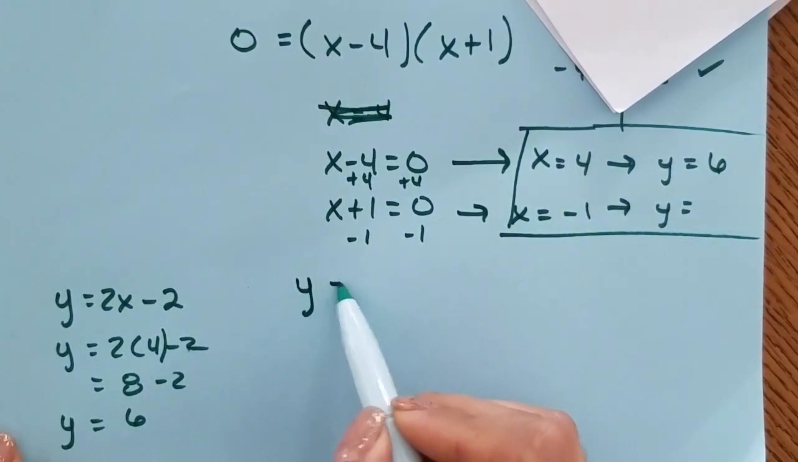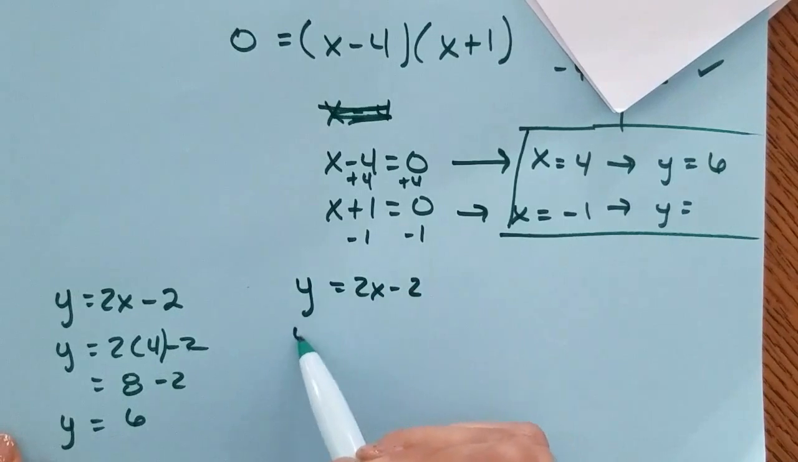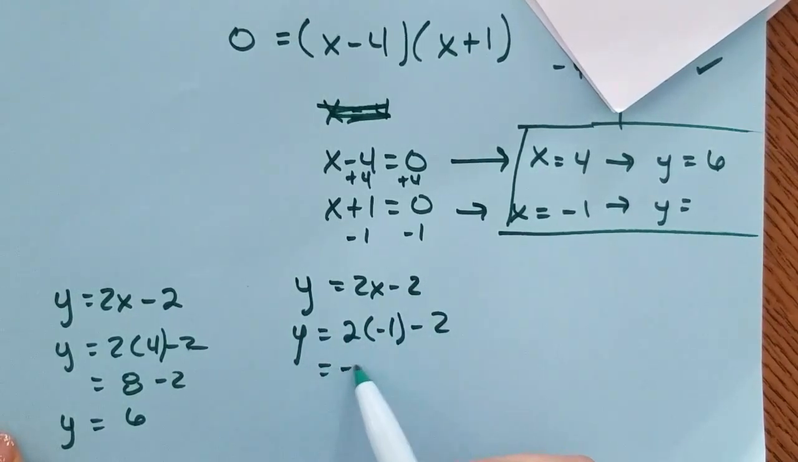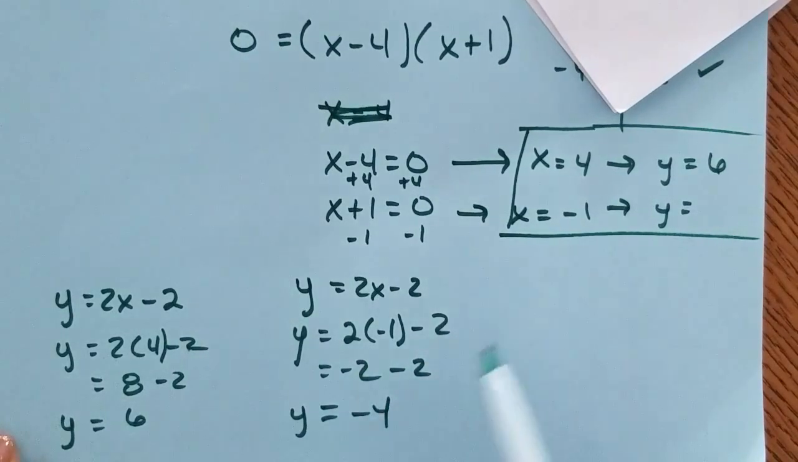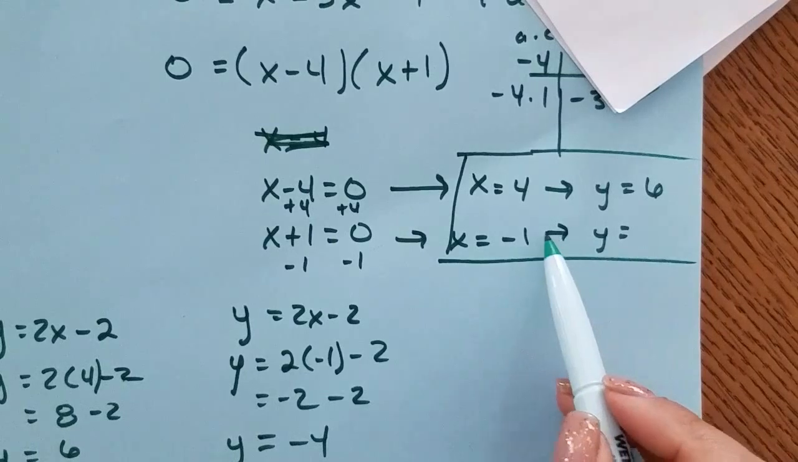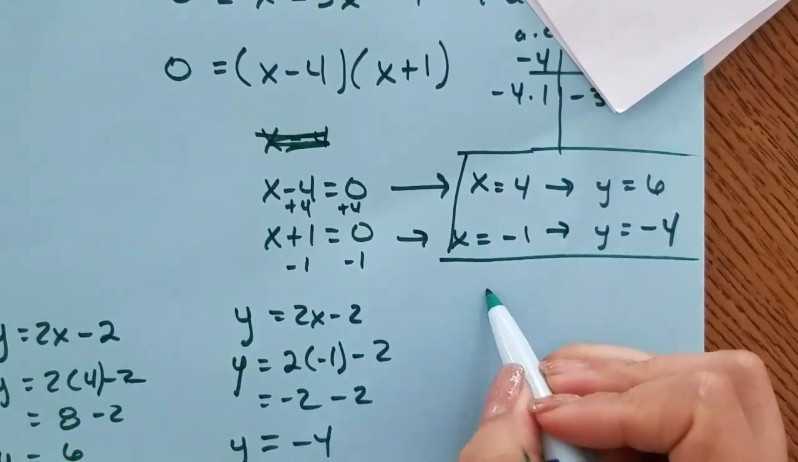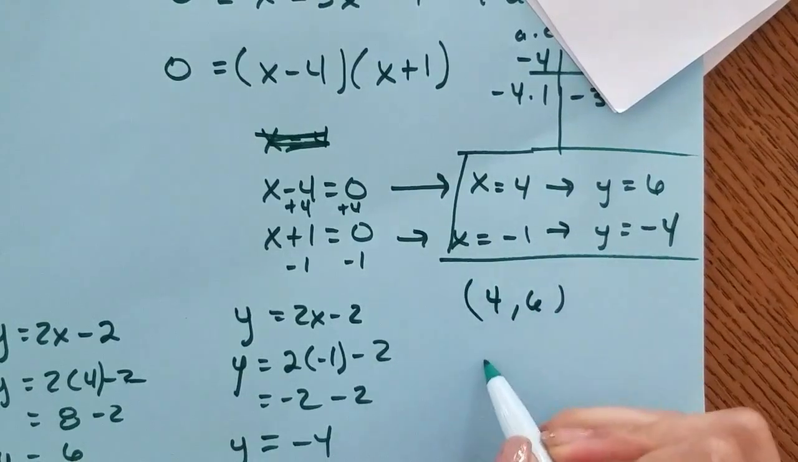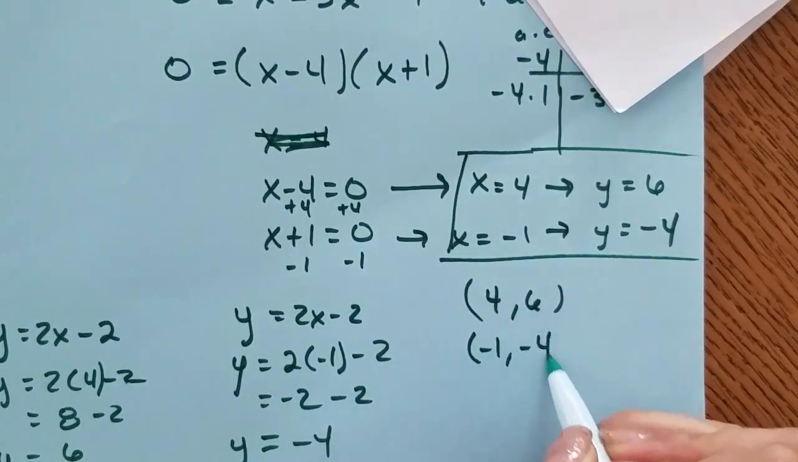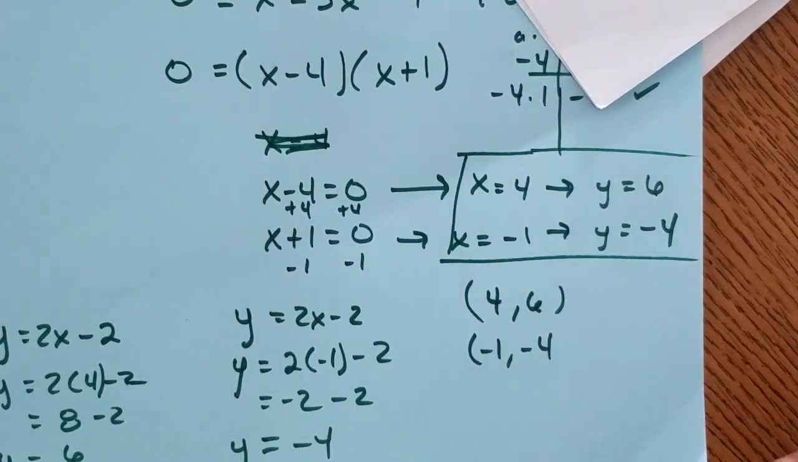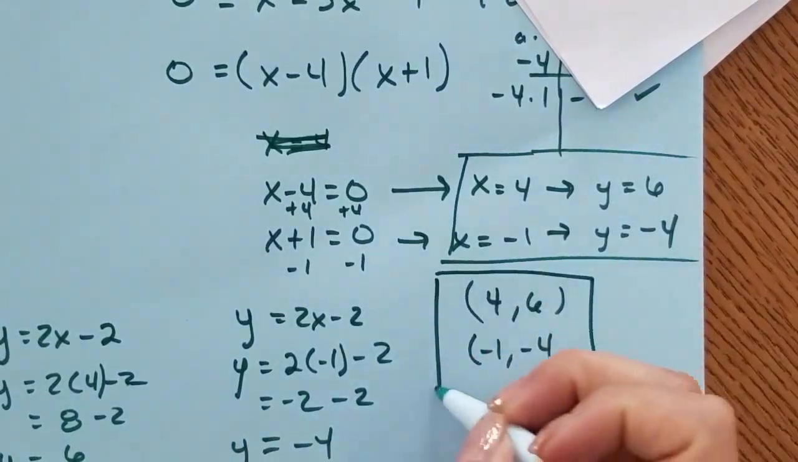We'll do it again for the second one. y is equal to 2 times negative 1 minus 2. It's negative 2 minus 2. y is equal to negative 4. So when x is equal to negative 1, y is negative 4. So our points of intersection are the points (4, 6) and (-1, -4). Check. Yep, okay. And that's it. Here's your solution.